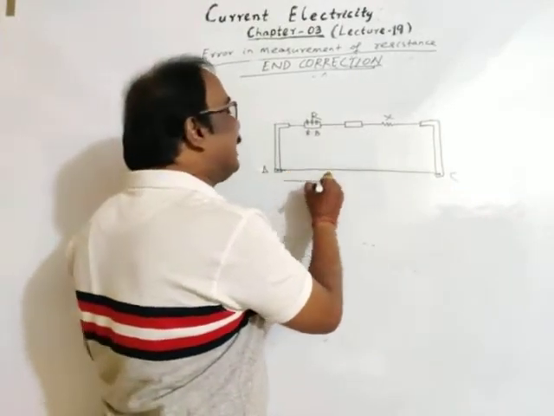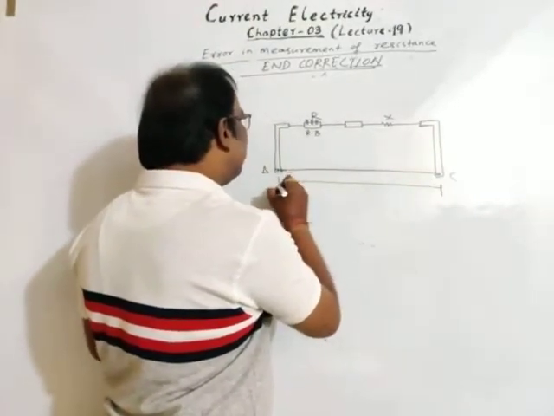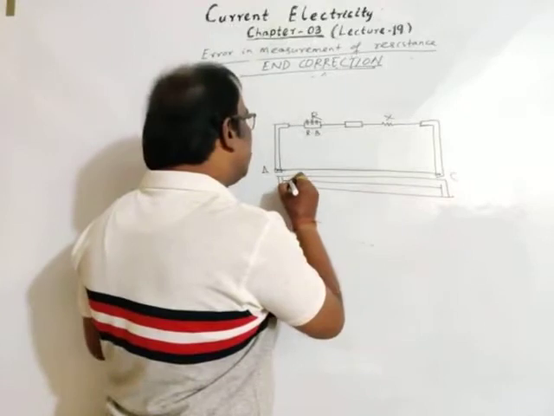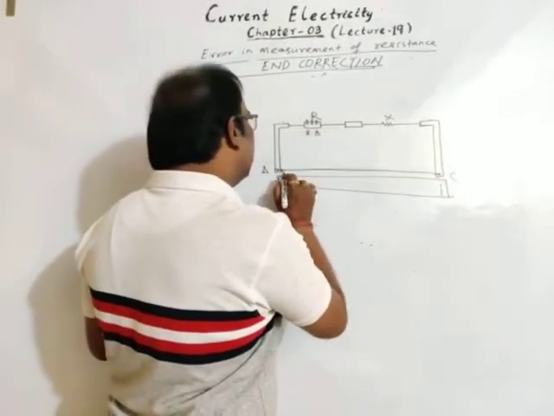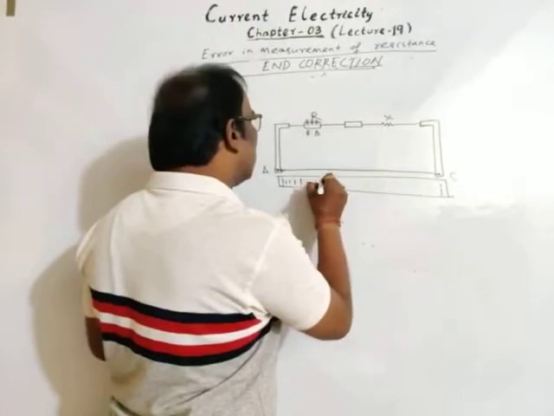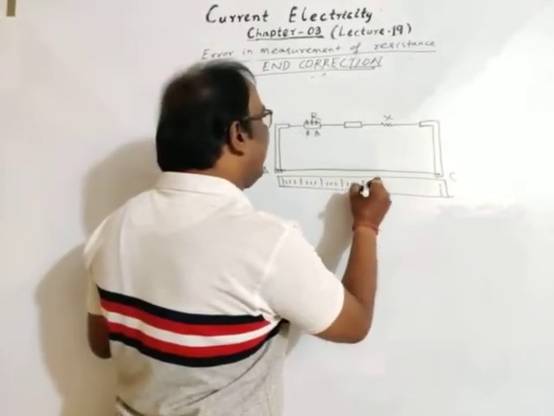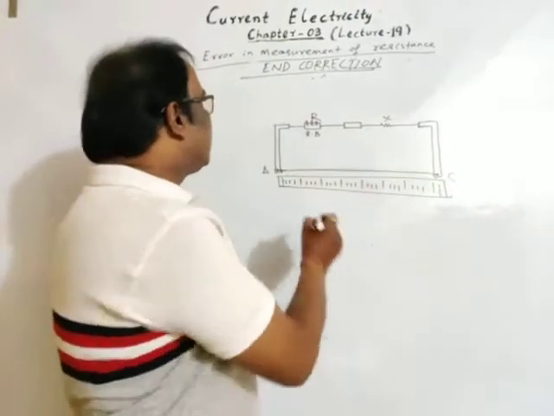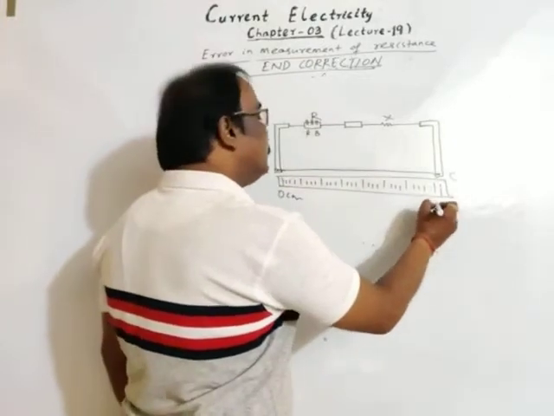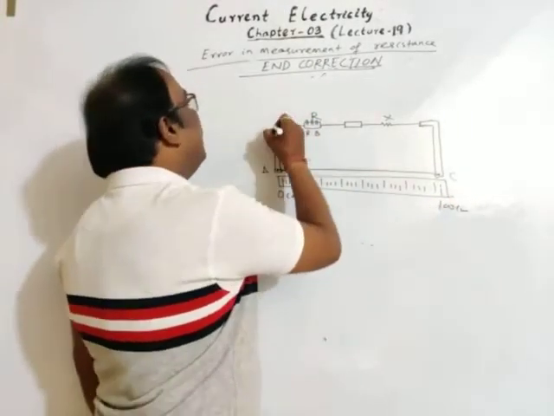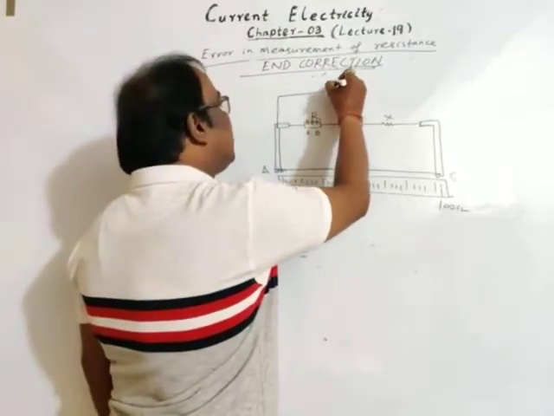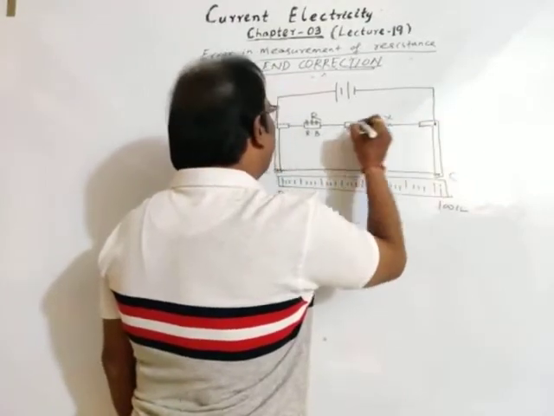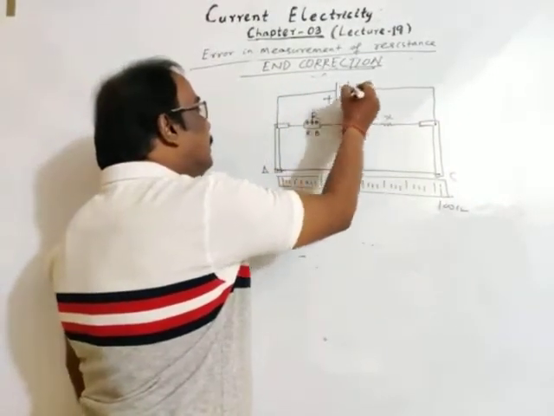Here a scale is fitted between A and C. These are the measurements I have taken arbitrarily. This is a measuring scale starting from 0 centimeter to 100 centimeter. Let's join two terminals of a cell or battery. This is a battery connected. Then this is positive and this is negative.